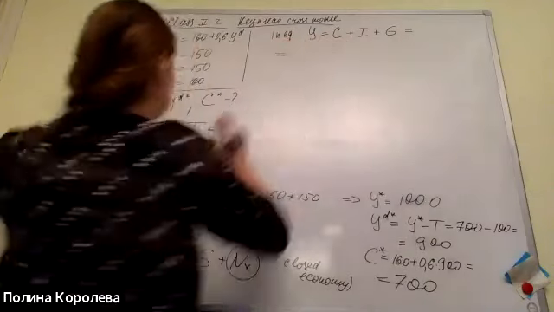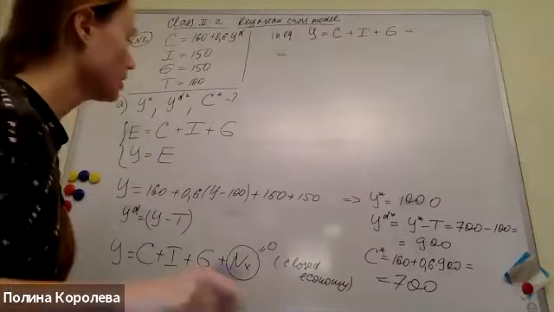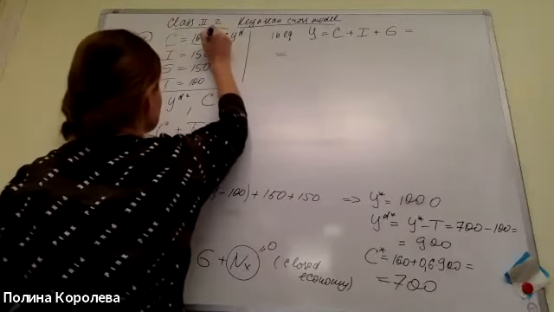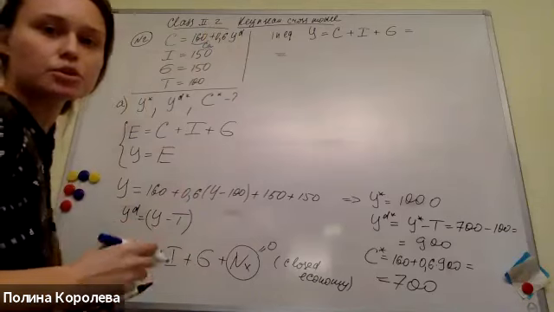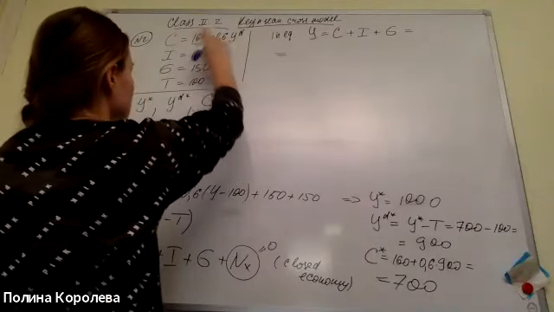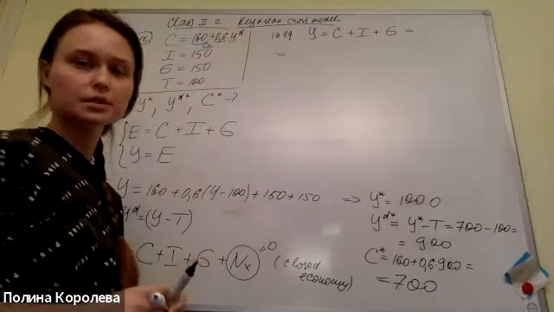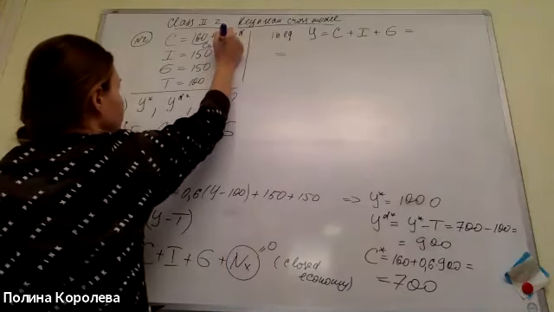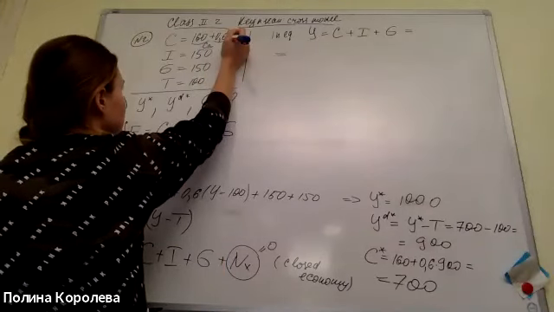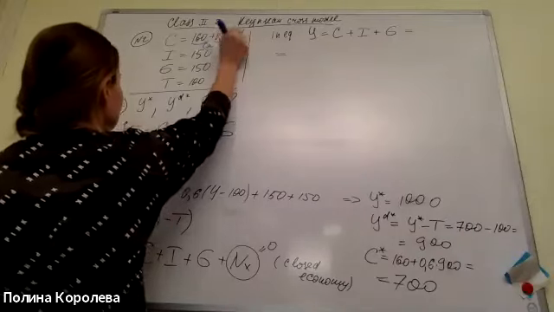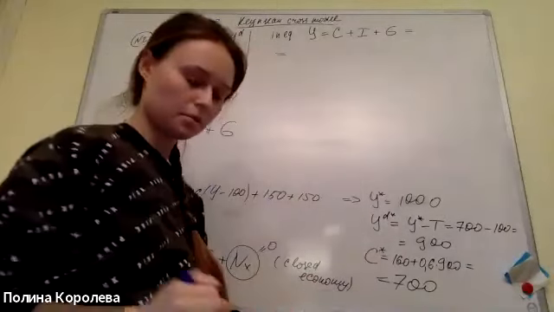Our consumption, as you see, consists of 160. This constant is autonomous consumption, that does not depend on disposable income. And this 0.6, what do we call it? Please answer. C1, MPC, marginal propensity to consume. Yes, marginal propensity to consume.